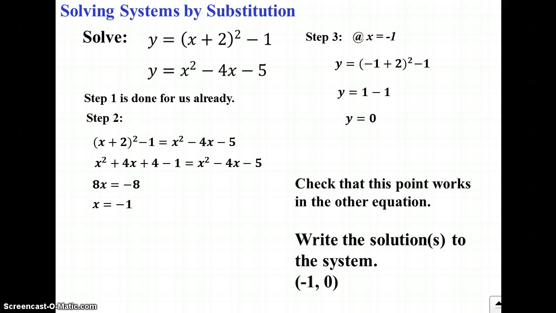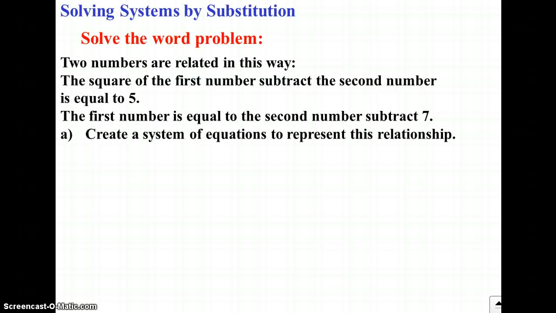Sometimes you'll have word problems to do. So let's try and solve this word problem by substitution algebraically. Two numbers are related in this way. The square of the first number subtract the second number is equal to 5, and the first number is equal to the second number subtract 7. Create a system of equations to represent this relationship.